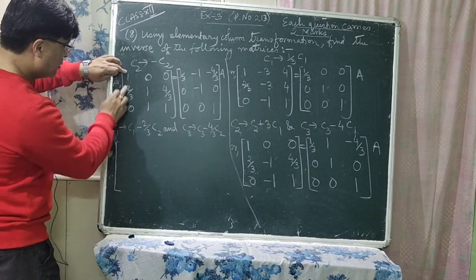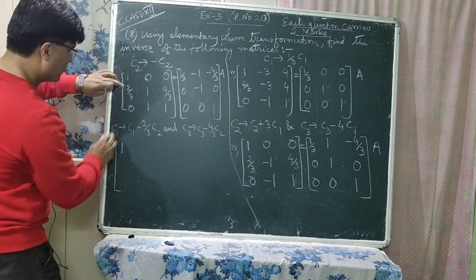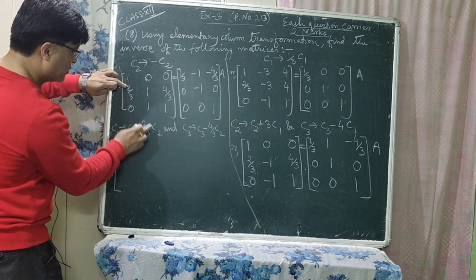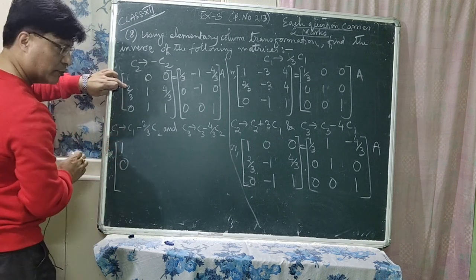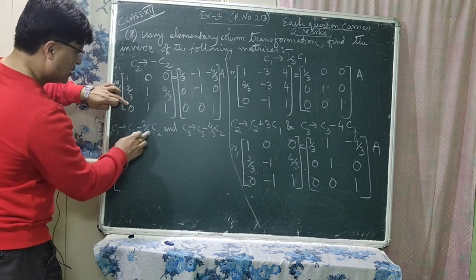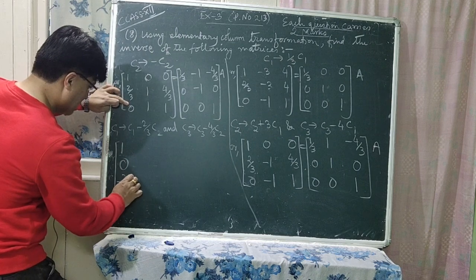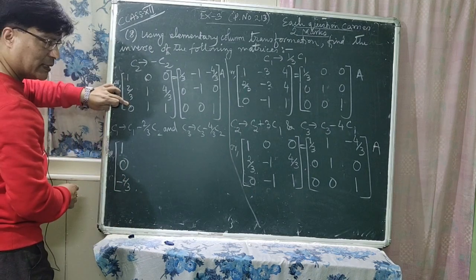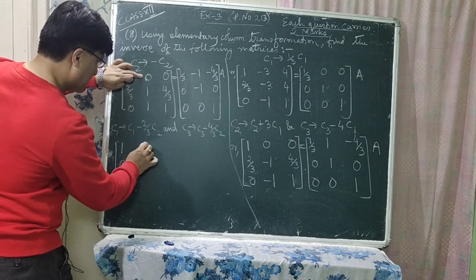So now column 1 is changing. How does it change? C1 is 1, C2 is 0. 1 minus 2 by 3 into 0, that is 1. 2 by 3, C1 is 2 by 3, C2 is 1. 2 by 3 minus 2 by 3 into 1, that is also 0. Right? Next, C1 is 0, C2 is 1. 0 minus 2 by 3 into 1, that is minus 2 by 3. Right?